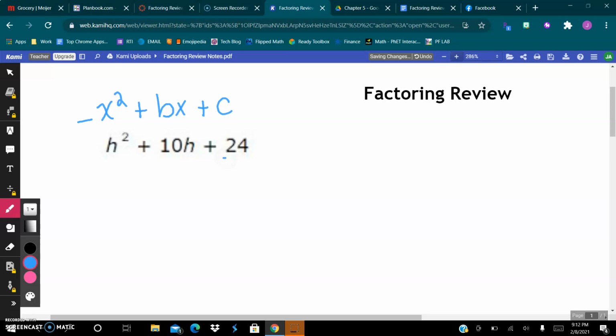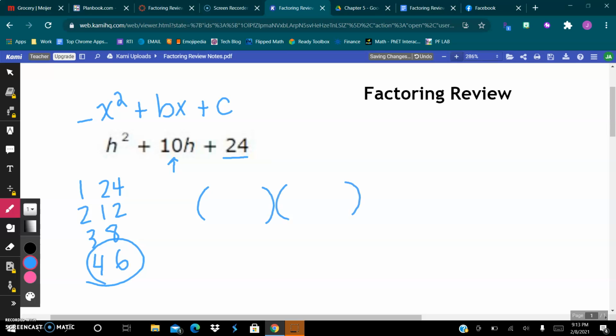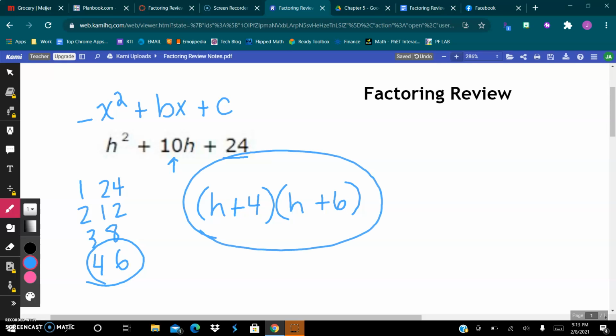So you're going to go through and ask yourself, what can you multiply together to get 24? So we could do 1 and 24, 2 and 12, 3 and 8, and 4 times 6. Those all equal 24. Then you go through and look for what can add together to be 10. So that would be your 4 and 6. So then rewrite it as two sets of parentheses. x starts it out, our variable, and then we have a positive 4 and a positive 6. So what can you multiply together to get the C value that also adds together to the B value?